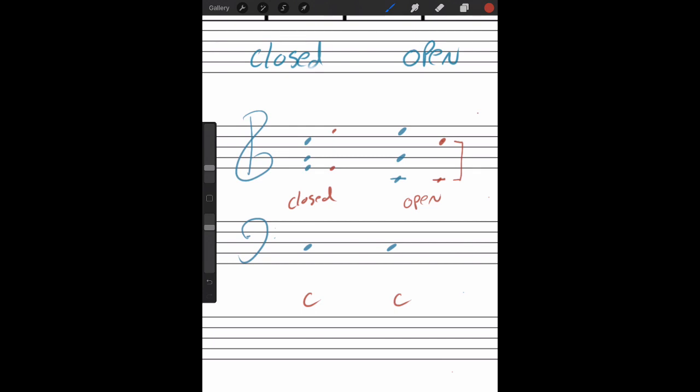Now, these aren't good or bad. They're just getting different sounds. And to know this terminology is a good thing to keep in your brain, whether you want a closer, tight-sounding, closed position chord or something with a little more expansion with an open position chord.